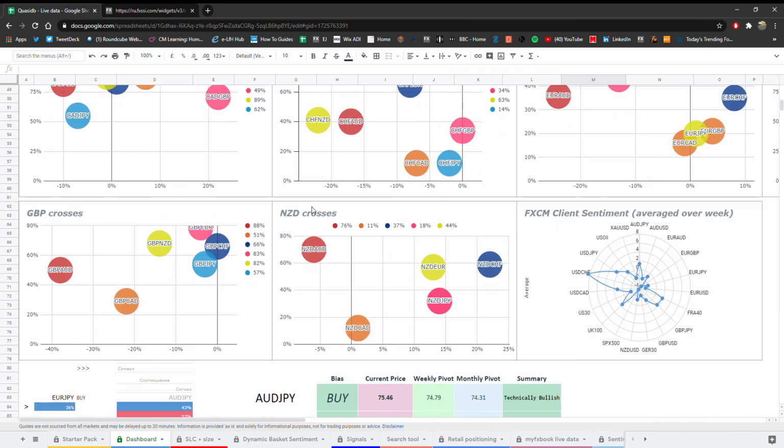And that's it. And I'll just wrap up with the FXCM client sentiment. So we've got a radar chart. If it's pointing out, it's a sell. If it's pointing in, then it's a buy. See, we've got oil now, which is interesting there. So yeah, that's it really. Just a 10-minute video just over the new additions. Hopefully I explained the volume bit okay on the search tool.